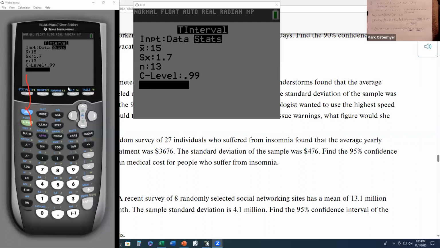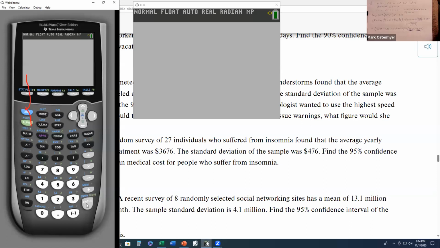Okay, so using our T interval function for this problem number 12. We use our stats: sample mean speed was 15 miles per hour, standard deviation speed 1.7 miles per hour, 13 thunderstorms randomly surveyed. We're building a 99% confidence interval for the mean speed at which all thunderstorms for this particular location and time of the year would cross the state. We just build this 99% confidence interval here. And we do get this right here.